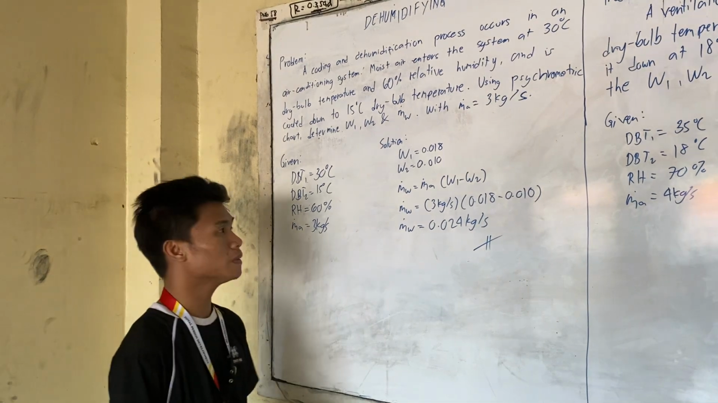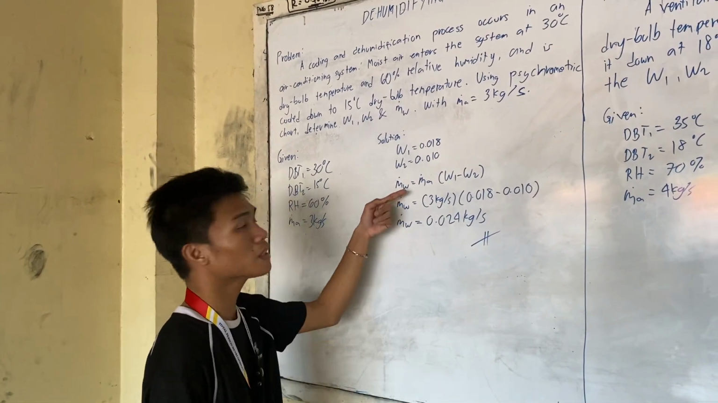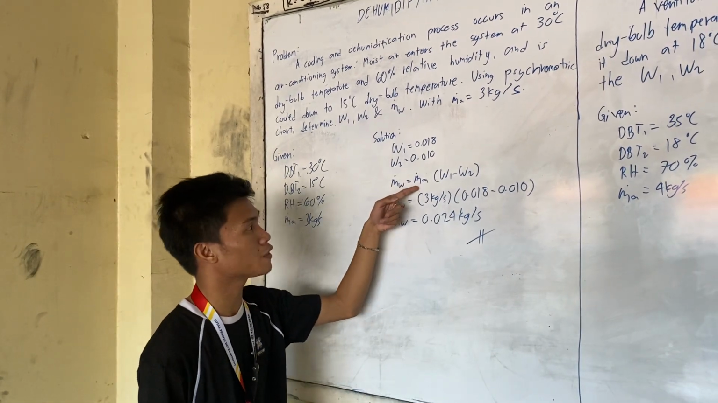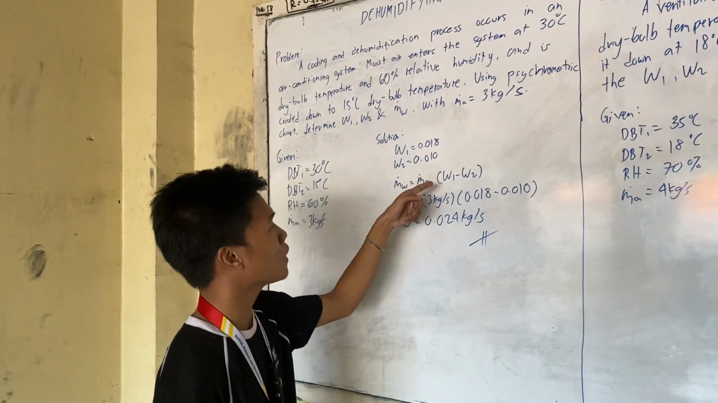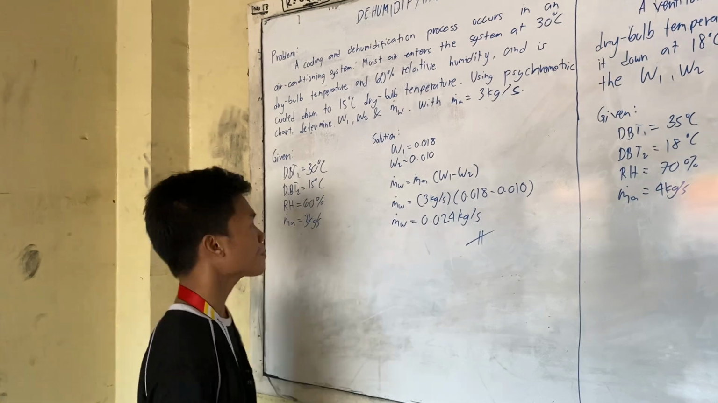So next, we will now be getting the mass flow rate of the water. So here's our formula. Mass flow rate of water is equivalent to mass flow rate of dry air multiplied by the difference of specific humidity 1 and specific humidity 2.